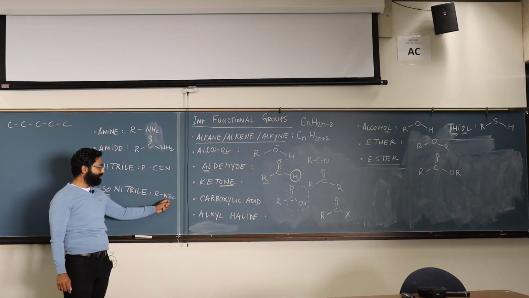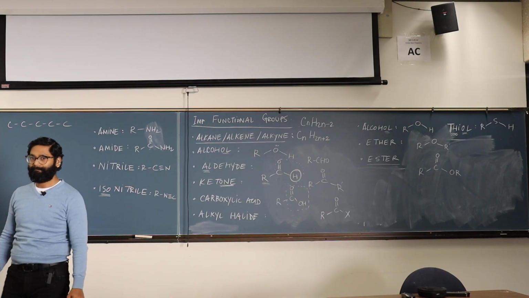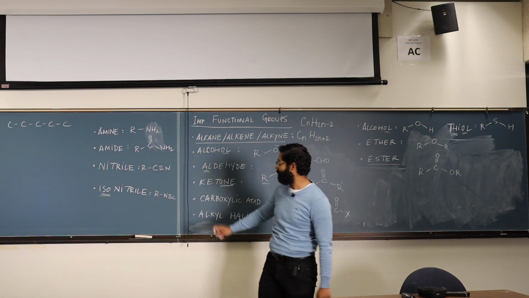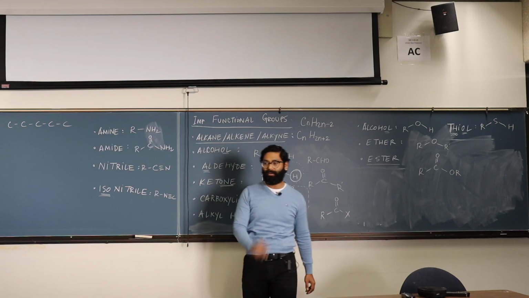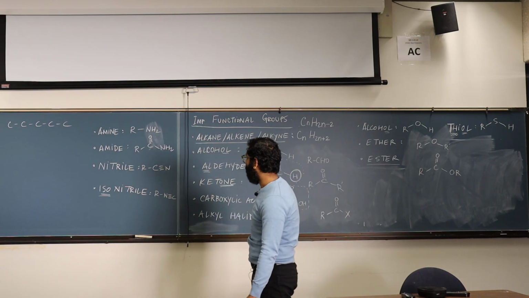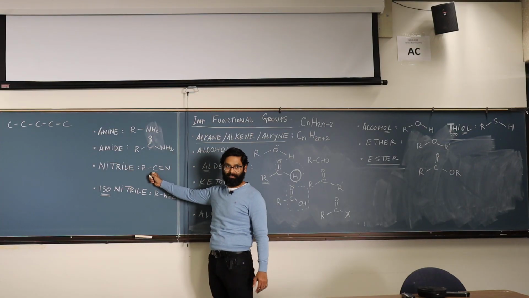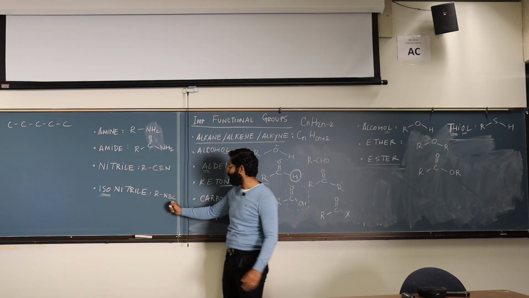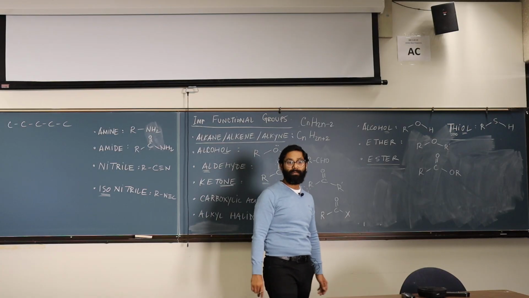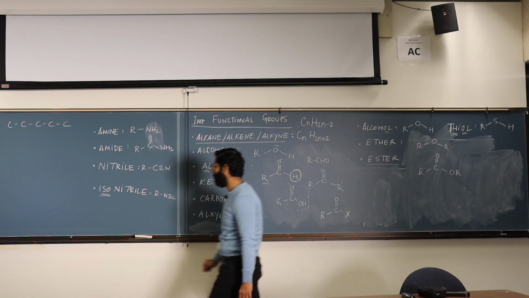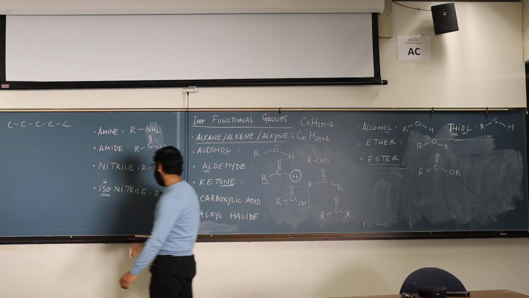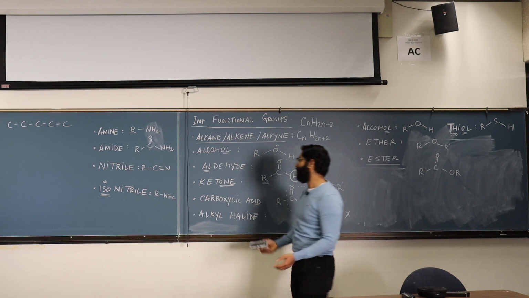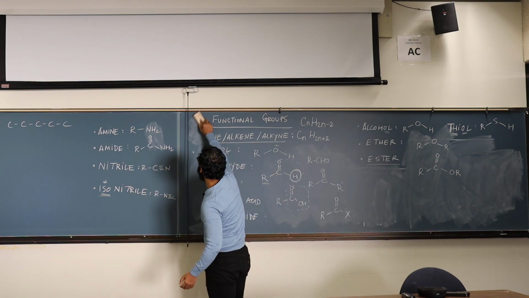You guys have to tell me, how is this possible? How many bonds can nitrogen make? 3. How many bonds is it making here? Think about it. I get this. Carbon is making 4, nitrogen is making 3. How is this happening? In here, carbon is making 3 and nitrogen is making 4. How is this possible? Think about it, okay? The isonitrile thing.